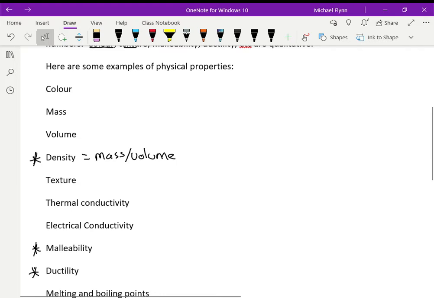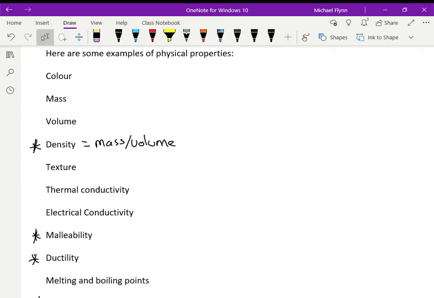Okay, so here are examples of physical properties. You need to know the definition of all of these things. Some of them are obvious. So color, I'm not going to define that. Color is what color something is, okay? It's pretty simple. Mass is the amount of matter in an object. Volume is how much space that object will occupy. Density is just mass divided by volume, so it's connected.